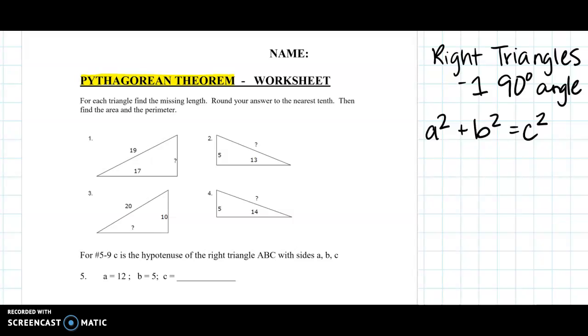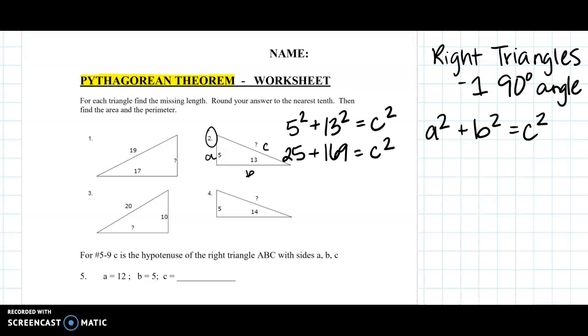So let's look at problem number 2. We have a side length A, which is 5, B, which is 13, and C, we don't know. So we know that 5 squared plus 13 squared will tell us what C squared is. 5 squared is 25. 13 squared is 169. And when we add 25 to 169, we get 194 is equal to C squared.